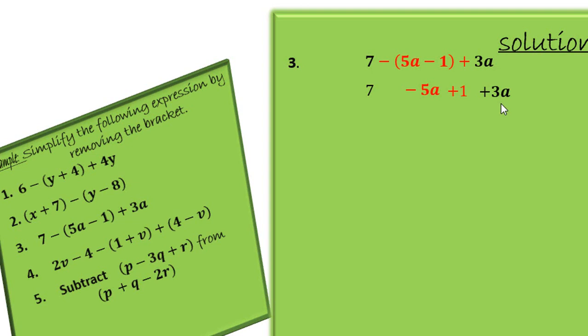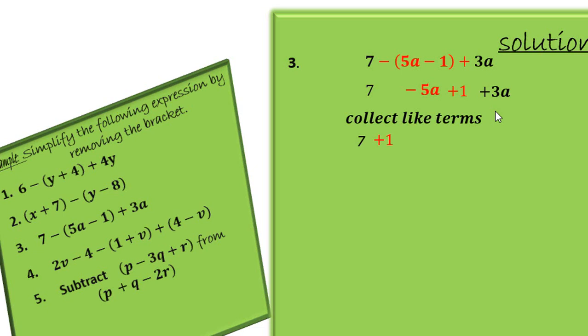So still collecting like terms, and what are the like terms? I have 7 here and plus 1 here. They are not having a. I believe you understand that. So they are like terms. You see me grouping them together here. Then I'm having minus 5a and plus 3a. Those 2 terms are having a, so they are like terms.